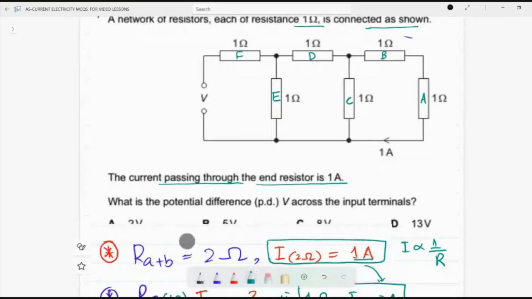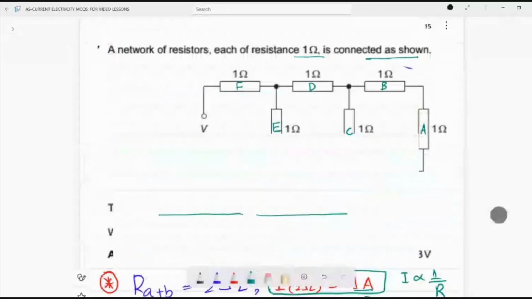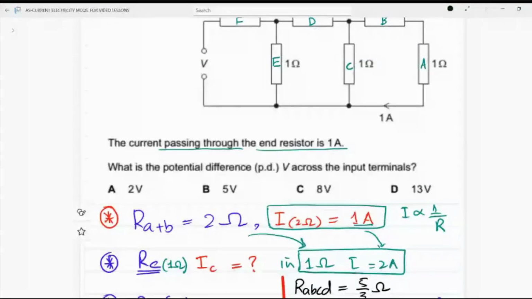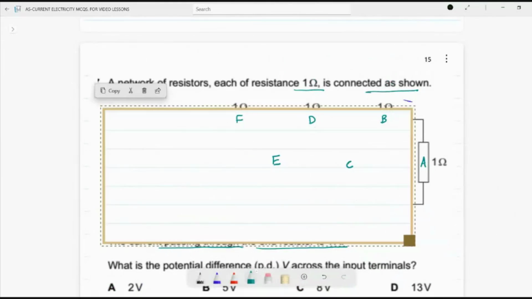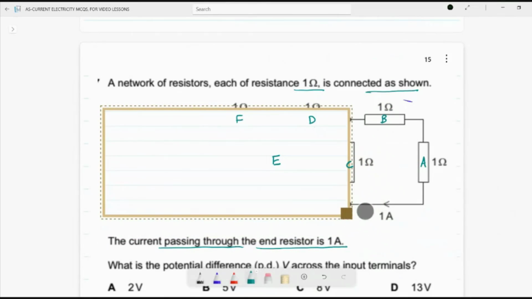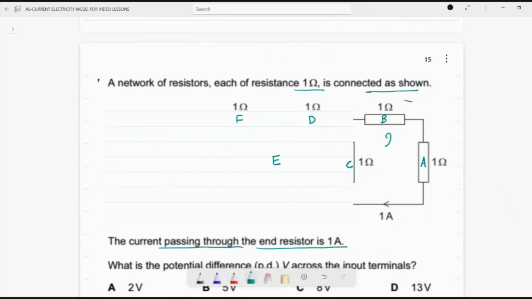Now I will solve this from one side. I will start from one side. Let's hide the unnecessary parts of this circuit. Here the resistors shown are A and B. So till this point, these two resistors are in series, so your total resistance for these two is 2 ohm. And the current flowing through these 2 ohm resistors is equal to 1 ampere.